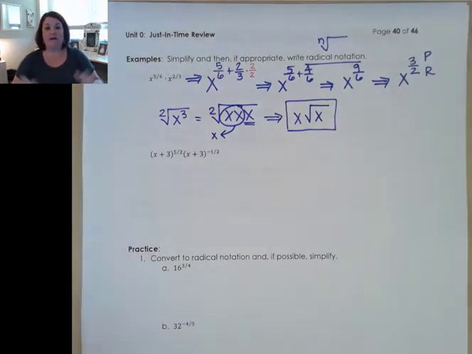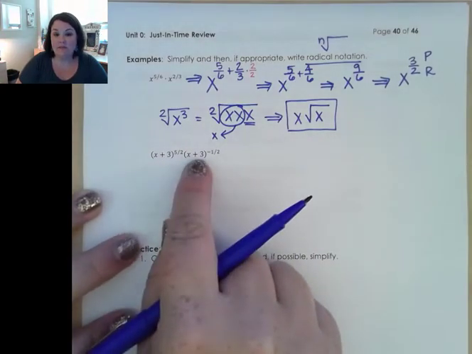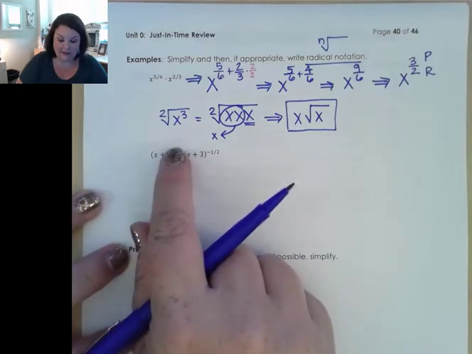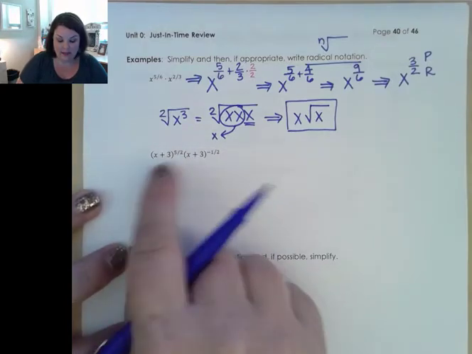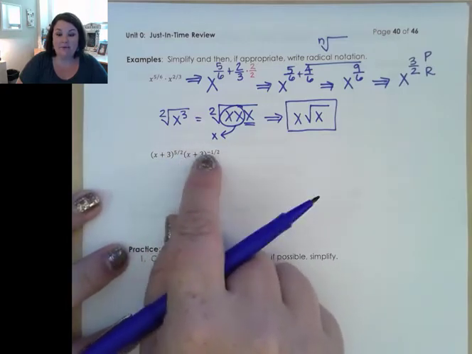So again, we want to combine into one exponential expression and then put it into radical notation if I can. All right. So here, same thing, exponent rules. X plus 3 is still just a base. So we have a base to a power and that same base to a power. And when we multiply bases that are the same, we can combine the exponents.